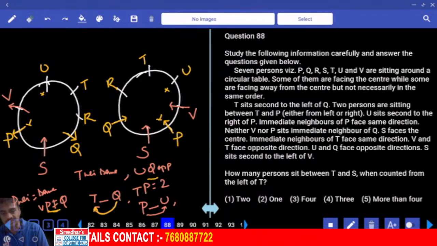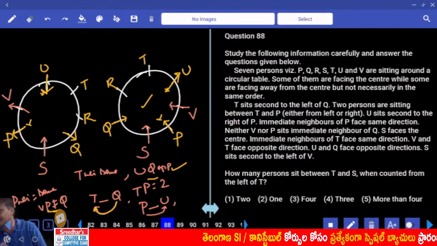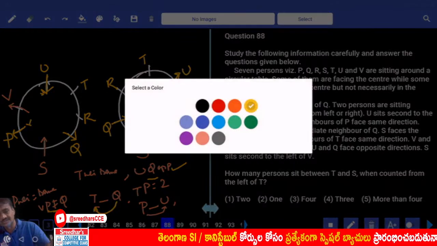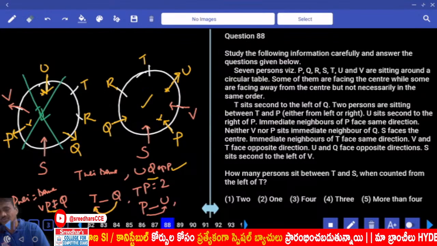U and Q face opposite directions. Now Q is away from the center and Q must be towards the center. Here Q is center and U is away from the center. And T and Q opposite. Then P's neighbors are facing the same direction. Here S and V, they are facing the same. But in this case, S and V, are they facing the same direction? In the second case? No. And this case is ruled out.